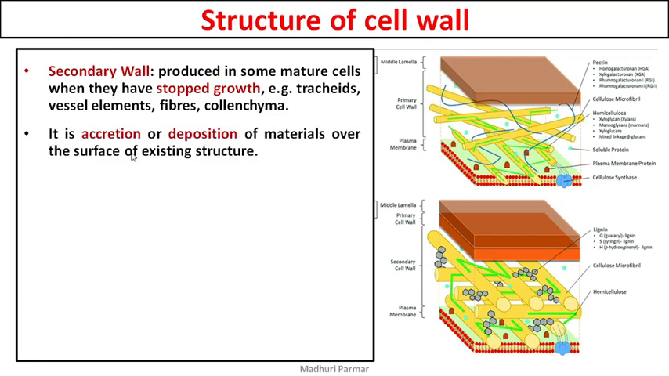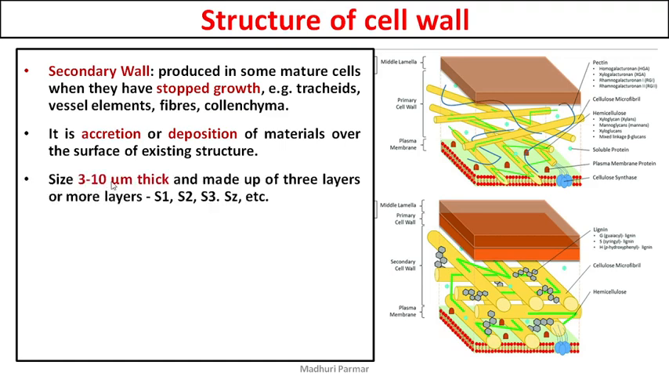It is by accretion or deposition of material over the surface of existing structure. The size is 3 to 10 micron, so it is thicker than the primary cell wall, and it is made up of 3 or more layers. Secondary cell wall can be in layers, one by one. Such layers are named S1, S2, S3, and so on, depending on the number of layers. Mostly plants have 3 layers, but some rare exceptions have more than 3 layers of secondary cell wall also.